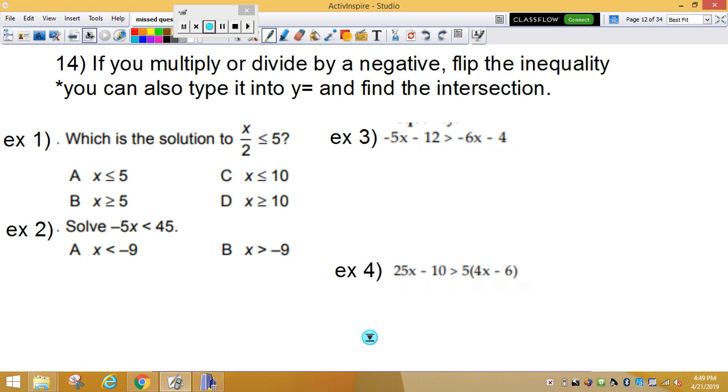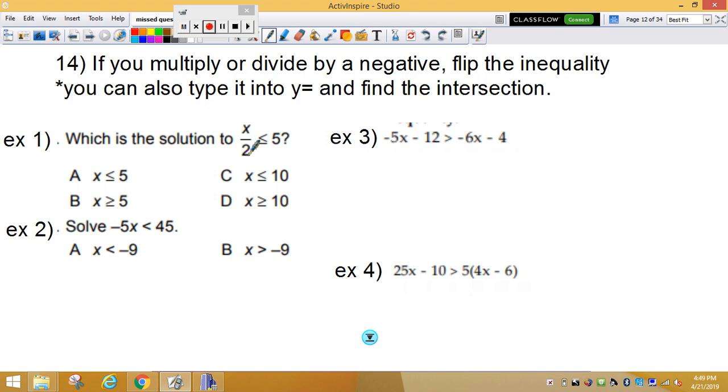Number 14, I need you to pause it and write down everything on this page. All right? So the notes: if you multiply or divide by a negative, you need to flip the inequality. You can also type it into y equals and at least find what the answer should be, and then you can figure out the inequality. So I'm going to do it both ways and kind of show you.